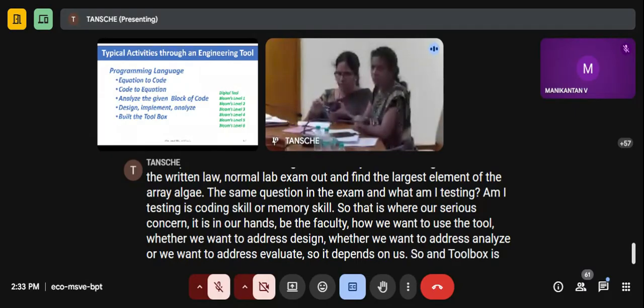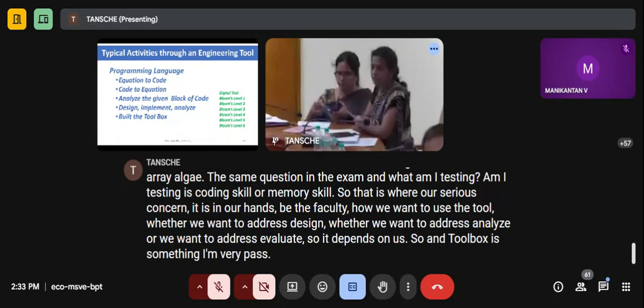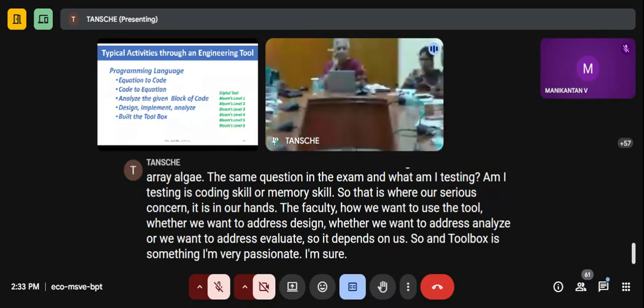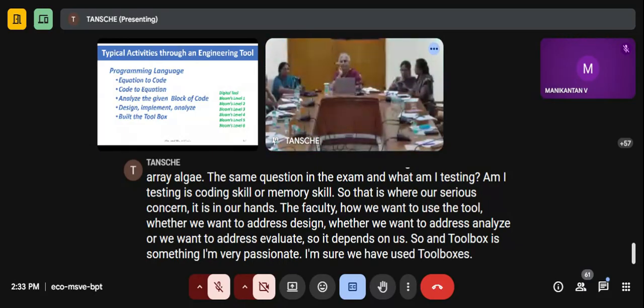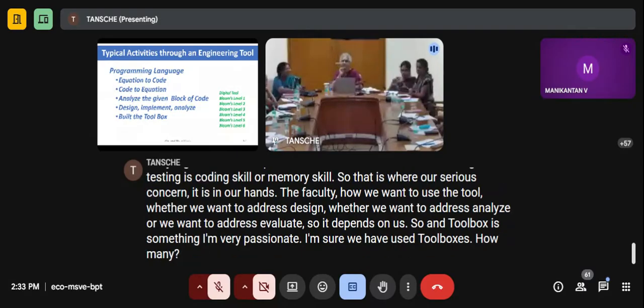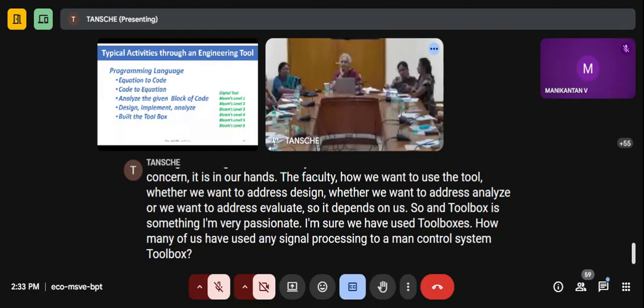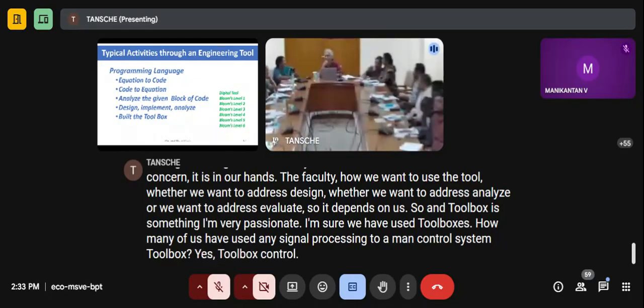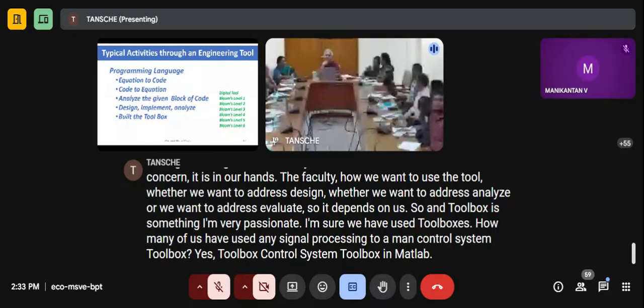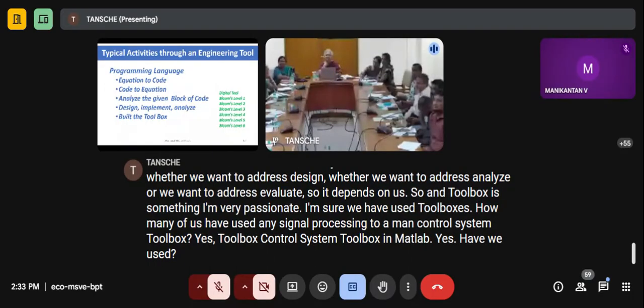Toolbox is something I am very passionate about. I'm sure we have used toolboxes. How many of us have used any signal processing, control system toolbox in MATLAB? Yes. Have we used toolboxes? Yes.